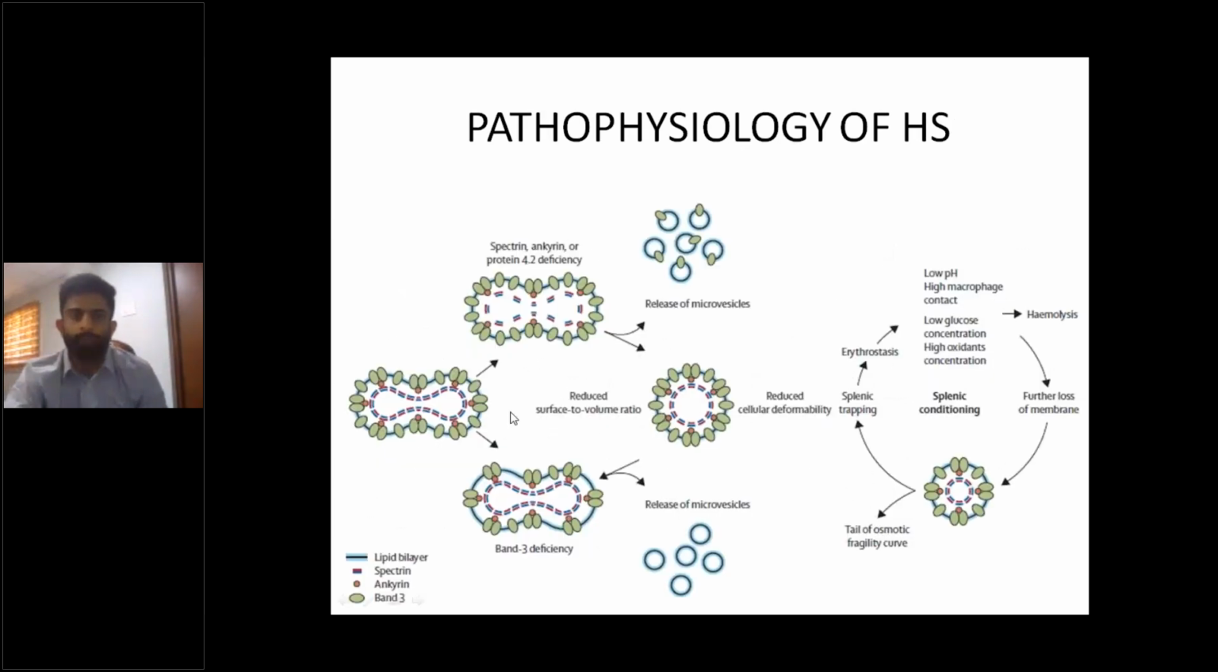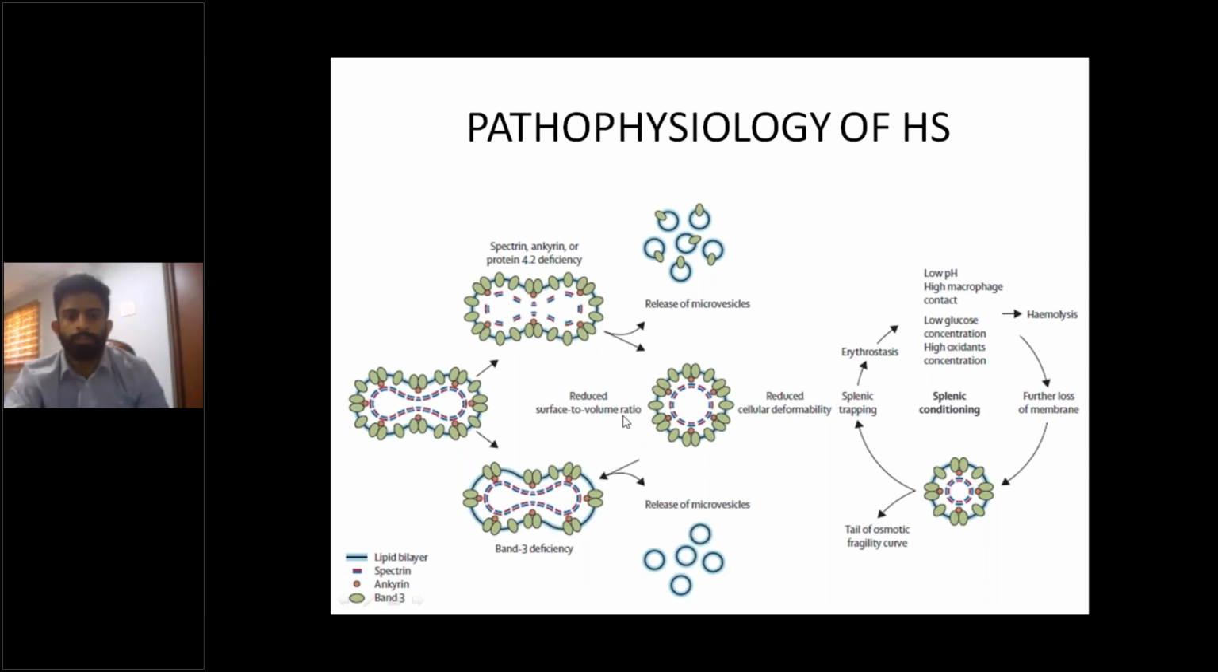This is a better representation. Here you can see this is the RBC. Because of spectrin, ankyrin, or protein 4.2 deficiency, there will be release of microvesicles. Here it has band 3 in these microvesicles. Whereas if this is band 3 deficiency, there will be release of microvesicles without band 3.